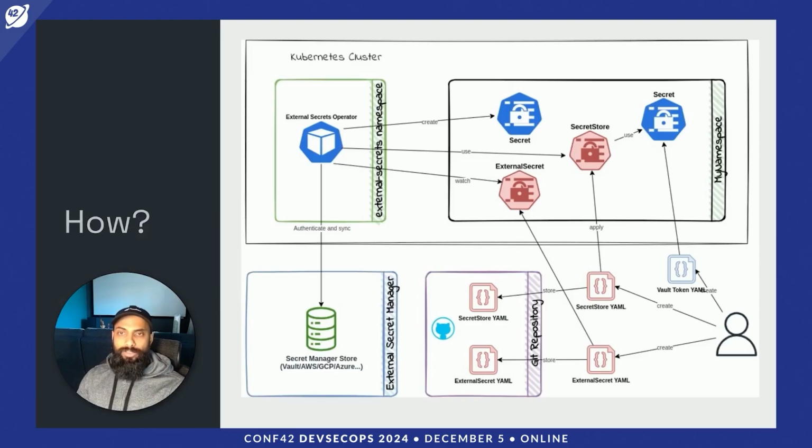And when you deploy this to the cluster, the external secret operator will be watching for any external secrets on the cluster, and once it gets one, it will use the secret store information and fetch the appropriate sensitive data from your external secret manager, Vault, and it will create a normal Kubernetes secret on the cluster for the pods to access.